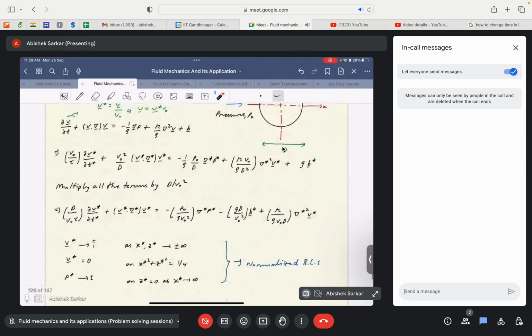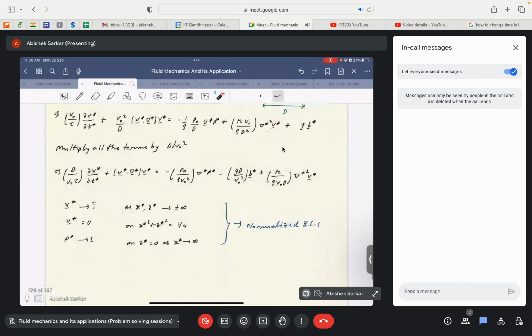Right now, we do not know how the pressure scales, so we take a pressure scale P naught to non-dimensionalize the pressure term. Pressure is a very interesting term in the governing equation, and we will deal with it as we go along with the session. We will see how the pressure actually scales. It is an interesting concept, but for right now we can just say that the pressure scales as P naught in our current context.